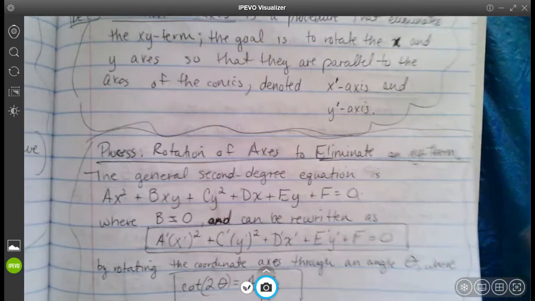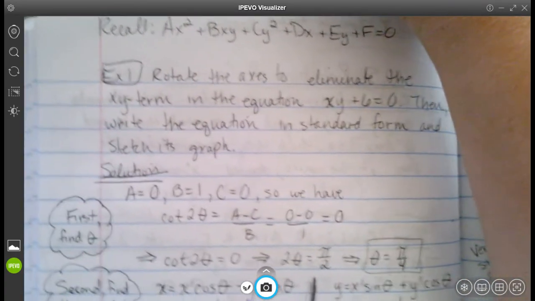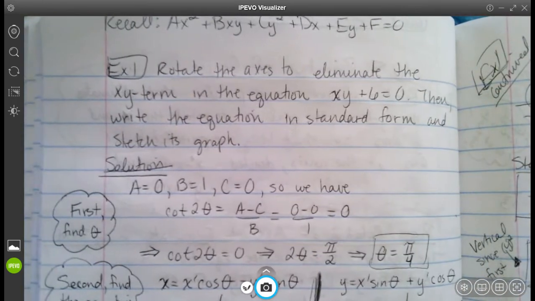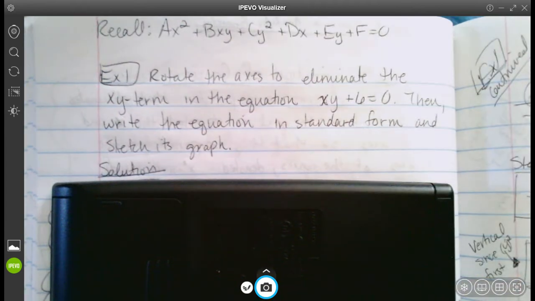Let's go ahead and do an example. This example is 2 pages long, which is why I went ahead and did it for us, and we're going to go through it. Let's see if we can understand what's going on here.